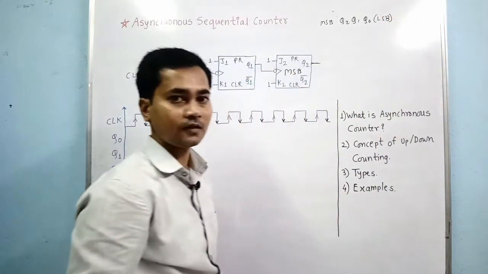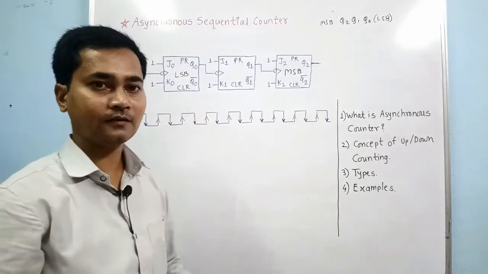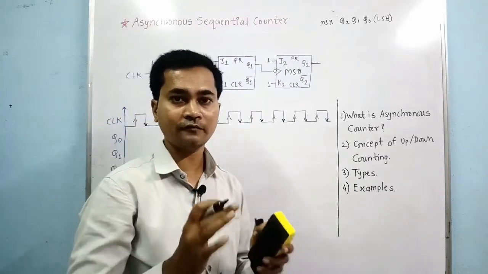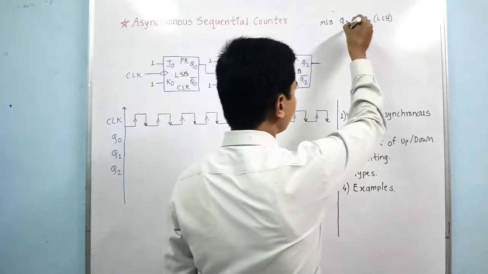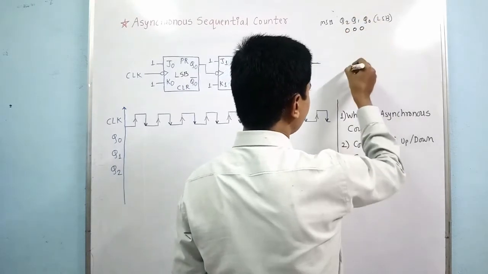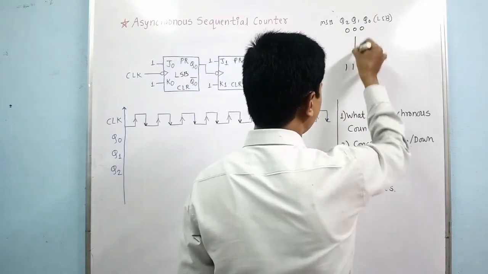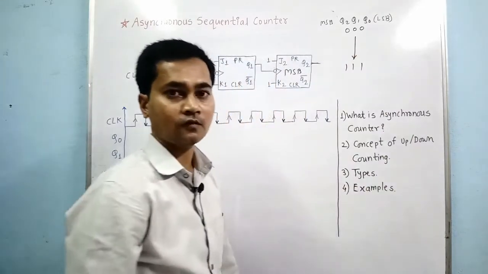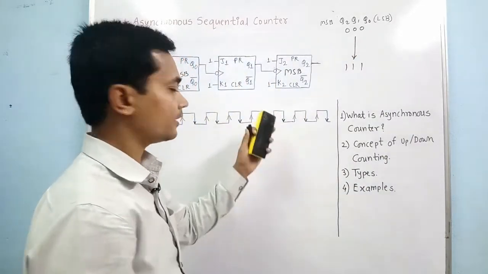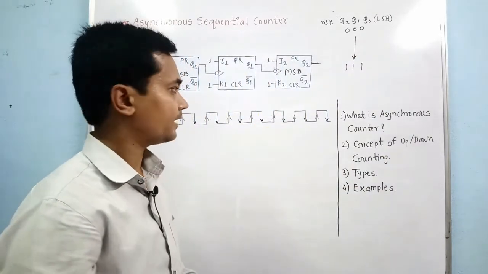Now we know that the 3-bit sequence is from 000 to 111. So 000 to 111 is up counting. Now how does it count in the upward direction? That we have to see.